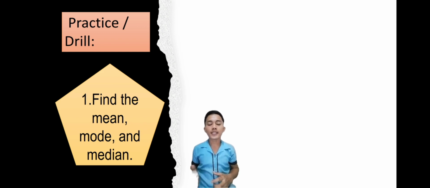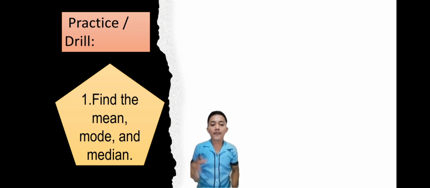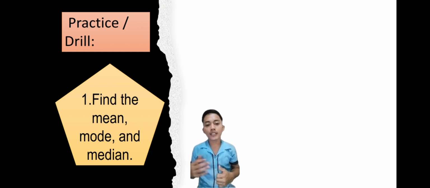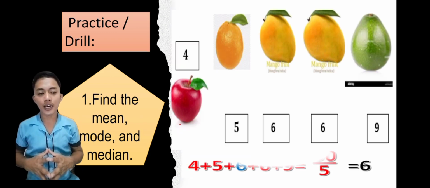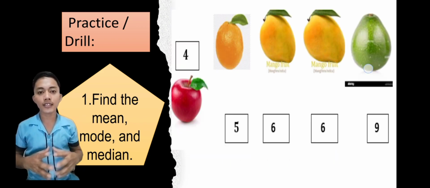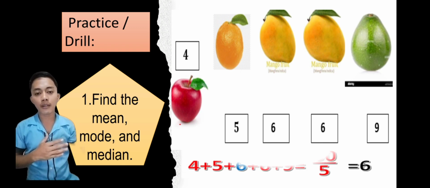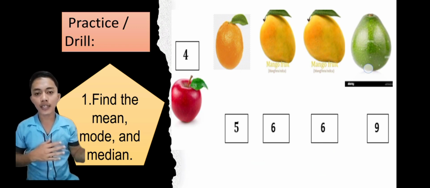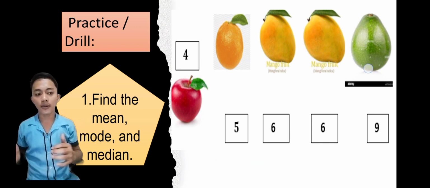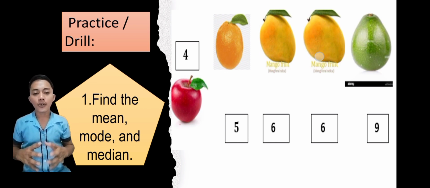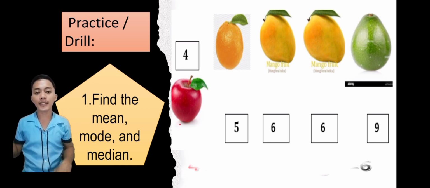So, this time, we will have an activity. Look at the picture. Find the mean, median, and mode. You can use your paper and pen and let's find it together. If you encounter a data set that is jumbled, you arrange it from lowest to highest or highest to lowest. So, now, we have here the 5 data set.